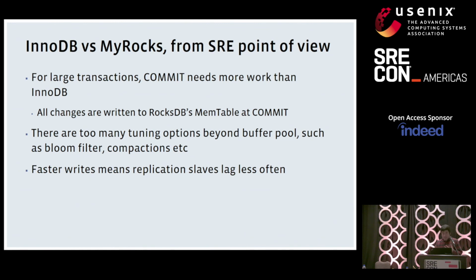From another architecture point of view, for large transactions the commit needs more work than InnoDB, because all changes are kept in memory in current RocksDB and MyRocks, and everything is written to the RocksDB memtable memory structures at commit. There are also many tuning options beyond the buffer pool, which may be a bit hard to tune properly. And faster writes means replication slaves lag less often, which is relatively good news for MyRocks.